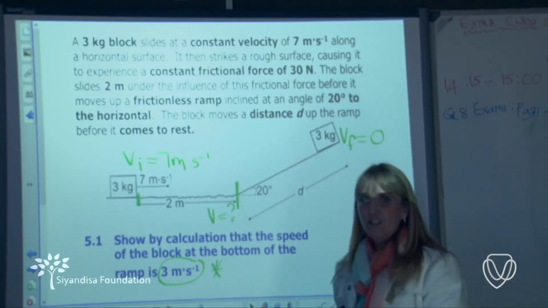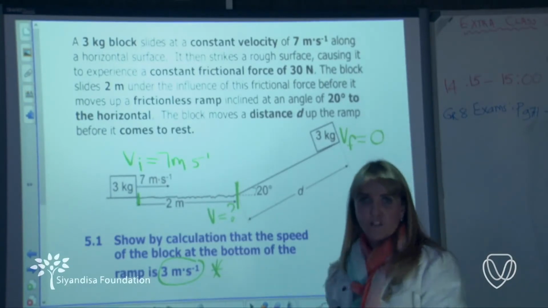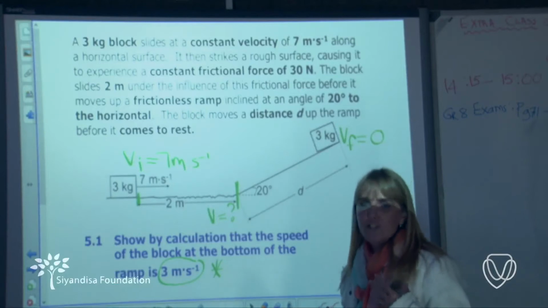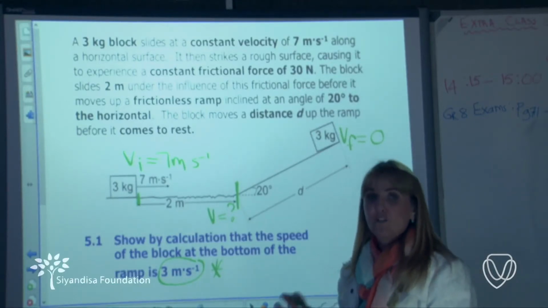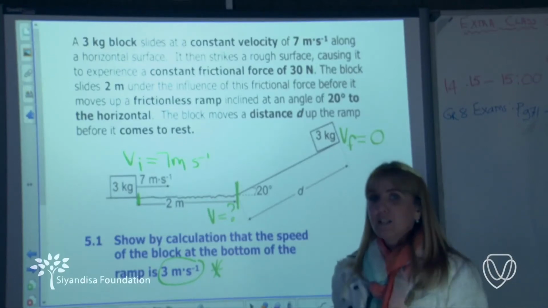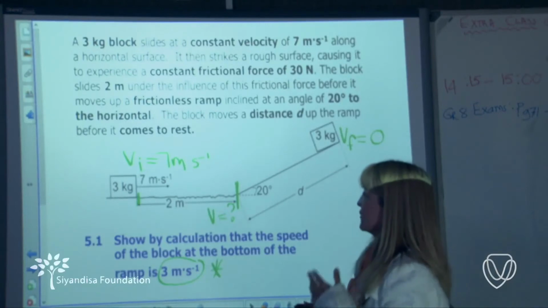You may only use energy principles in calculating this question. So in other words, I don't want you using equations of motion or Newton's second law at all in doing this calculation. You may only use energy principles. So what are we going to do?